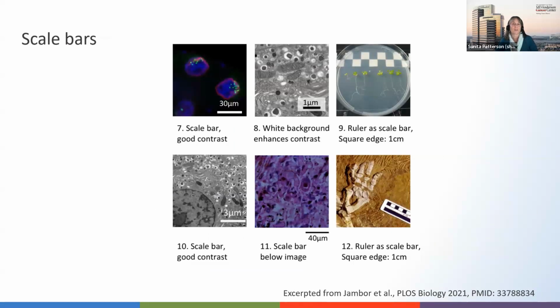From the PLOS Biology article I mentioned before, here are examples of how to convey the scale of an image in a way that's clear and easy to see. For the scale bars, white labels are used on dark backgrounds, and black labels are used on light backgrounds. If neither works, the scale bar can be placed under the image, as in the bottom center example.